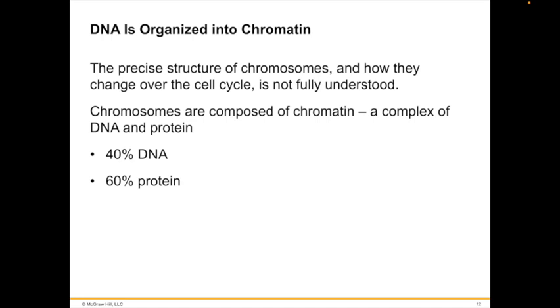Chromosomes are composed of chromatin, a complex of DNA and protein, usually about 40% DNA and 60% protein. A significant amount of RNA is also associated with chromosomes because chromosomes are the sites of RNA synthesis. Each chromosome contains a single uninterrupted DNA molecule. A typical human chromosome contains about 140 million nucleotides in its DNA.